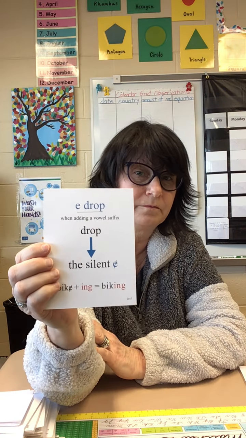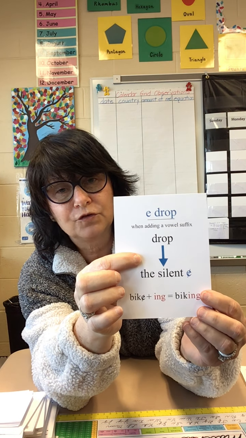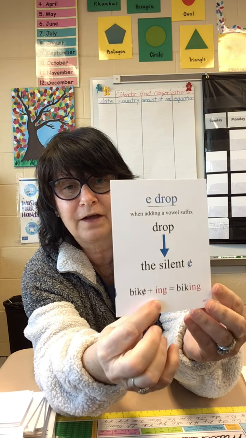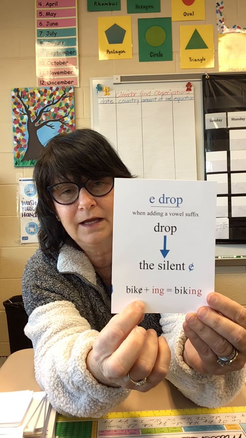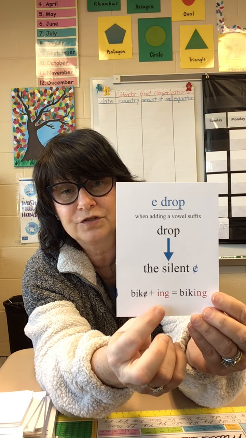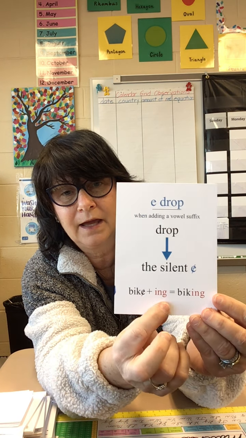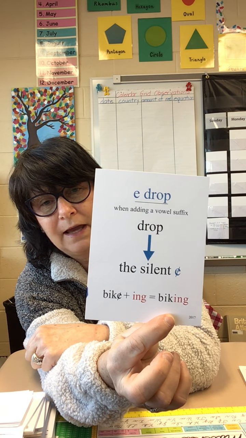And remember last time I showed you about the E drop rule. You need to drop the silent E if you are adding a vowel suffix. See how they have bake, which ends in a silent E, and they want to add ing, which is a vowel suffix. It starts with a vowel. So when they write baking, they have to drop that silent E and just put B-A-K-I-N-G. Okay?